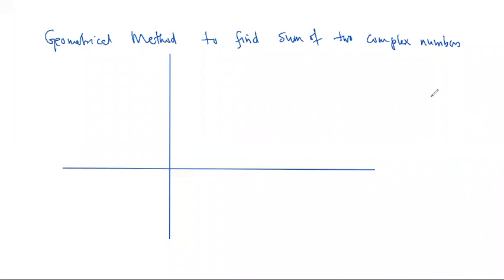Mark this point. Okay, I'll show you an example: 1 plus 2i and 2 plus 3i. We'll mark these and check what answer we get. I need up to 5 on it: 1, 2, 3, 4, 5. In this axis also I need up to 5: 1, 2, 3, 4, and 5.